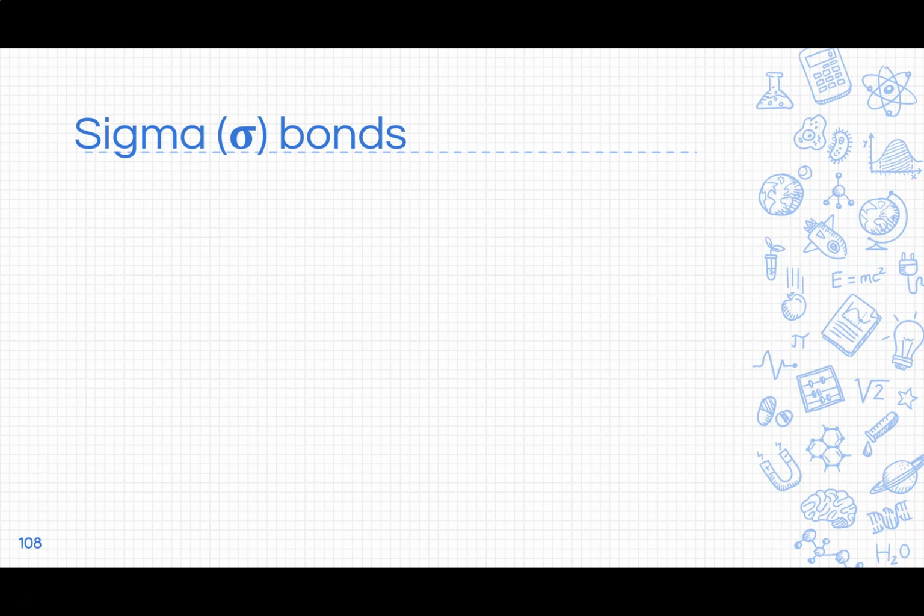Remember that we have something called sigma bonds and pi bonds. Sigma bonds are the single bonds, pi bonds are the multiple bonds.